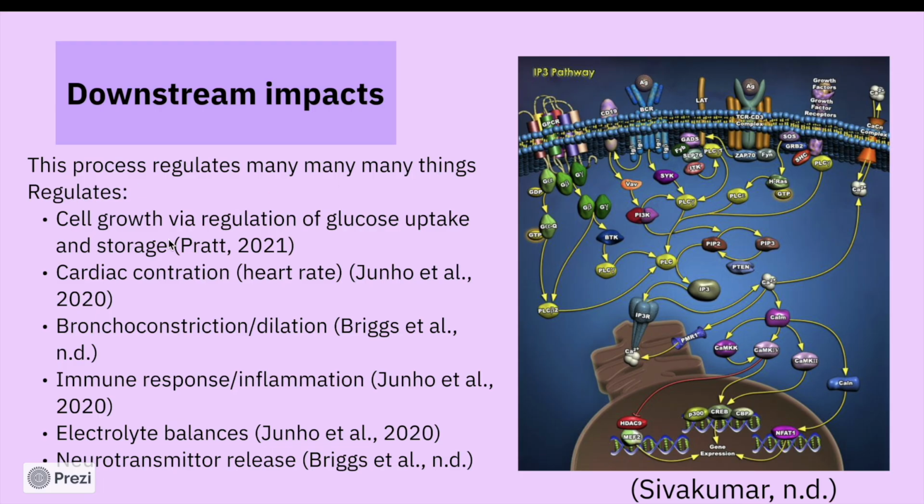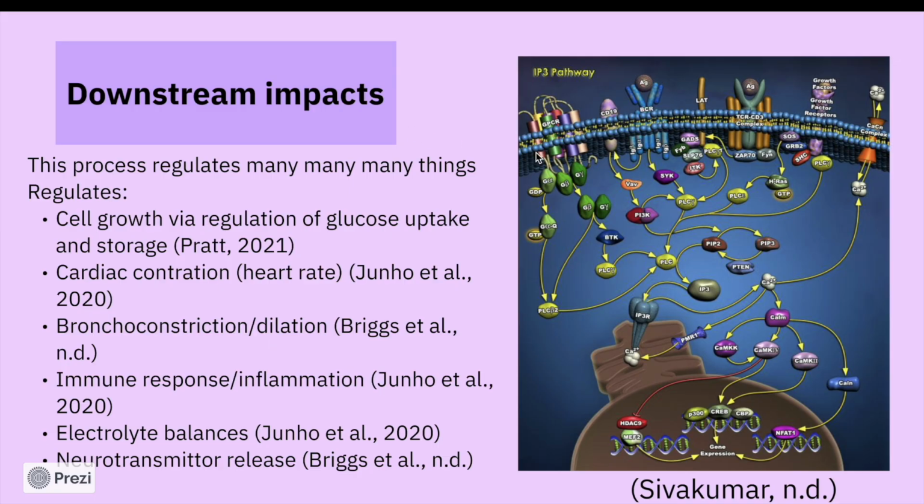It regulates things like cell growth via regulation of glucose uptake, cardiac contraction, your heart rate, bronchoconstriction versus dilation, your immune response and inflammation, electrolyte balances, and neurotransmitter release. And if you think back to what our original ligand is, a lot of these make a lot of sense because with epinephrine, that's going to trigger your fight or flight response. So you're going to want to have things like increased glucose that'll give you energy. You're going to want things like an increased heart rate to get you pumped up. You're going to want things like bronchodilation so that you can breathe better. And that's how it's going to affect it.